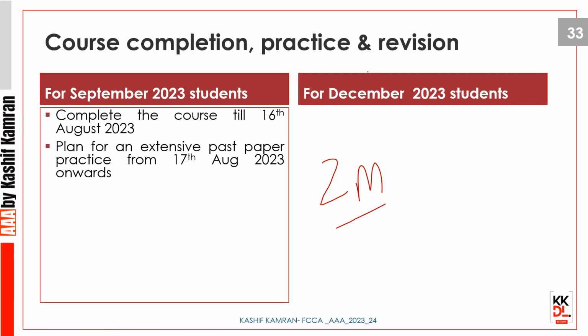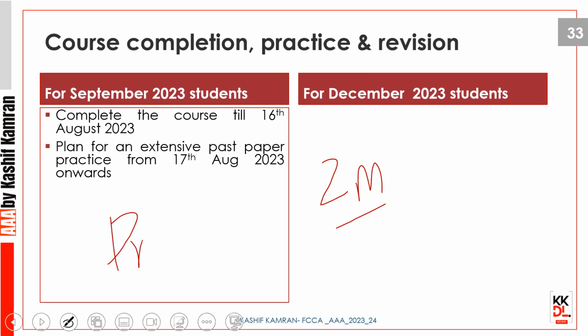Plan for an extensive past paper practice from 17th August. So if you complete on 16th, from the 17th, you will do extensive past paper practice. You must have done a lot of practice in block one with my course, block two with my course, block three with my course, block four with my course. But after you've completed everything, you should do additional practice. You should do practice of the recent papers on the platform.